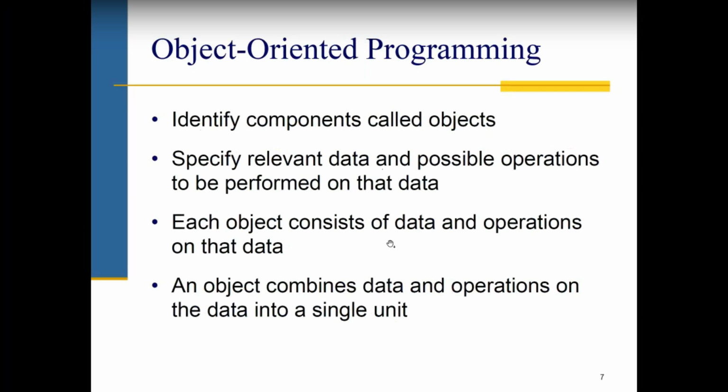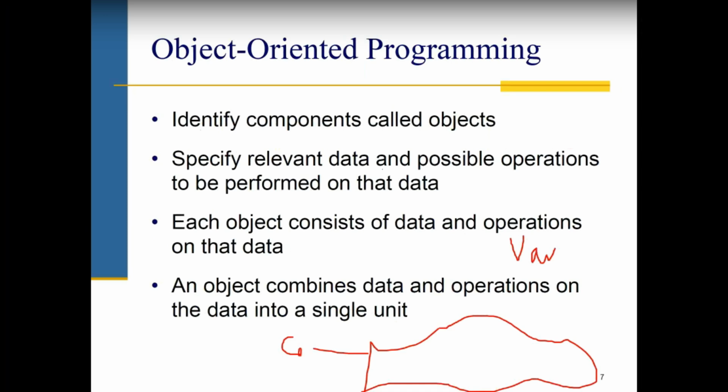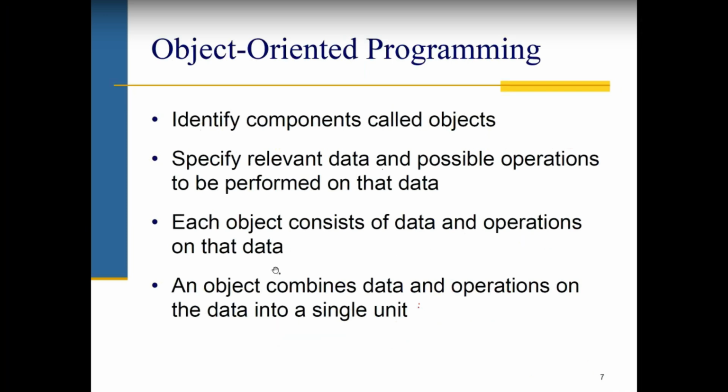Yes, when we say data and operations, we mean that we have variables, and then we have functions. So when I take the car again, the variables will be, I'll say the color of the car is red. That is a variable. But when I say the brake, it is a function. Are we together? Yes. So that is the data and the operations.